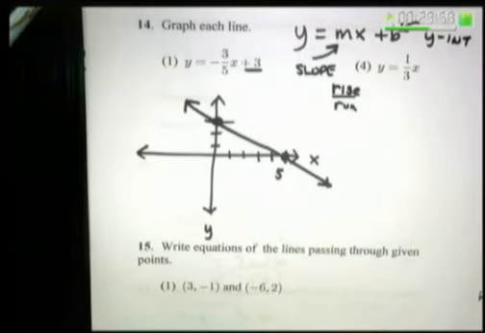That makes sense? So I plotted my y-intercept first, and then I looked at my slope, and my slope was negative 3 over 5, so I went down 3 and over 5. If my slope would have been positive, I would have gone up 3, then over 5.